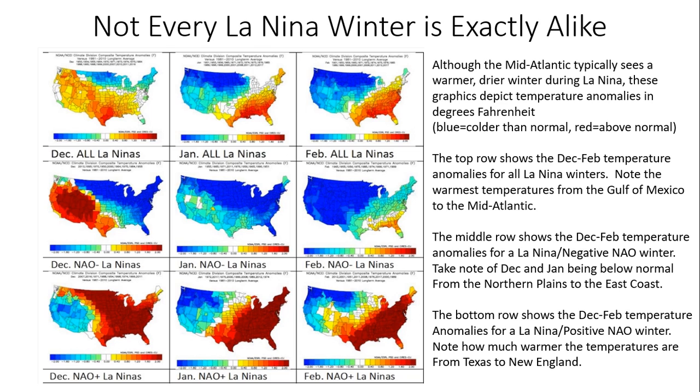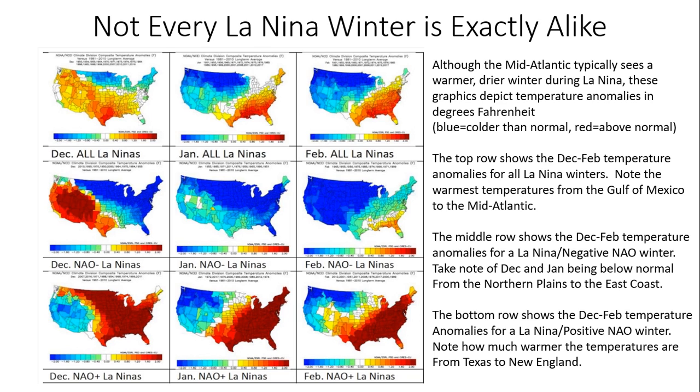Note the warmest temperatures, that orange shading, extends from the Gulf of Mexico to the mid-Atlantic. The middle row shows December, January, and February for a negative North Atlantic oscillation. I did briefly talk about the teleconnections, the NAO, in my last video on the Spot on Weather Winter Outlook. But this is real interesting. Even despite the fact it's a La Nina winter, the middle row shows the hue of blue shading for December and January especially being really below normal from the northern plains all the way to the southeast, all the way down to the mid-Atlantic into Florida, really.